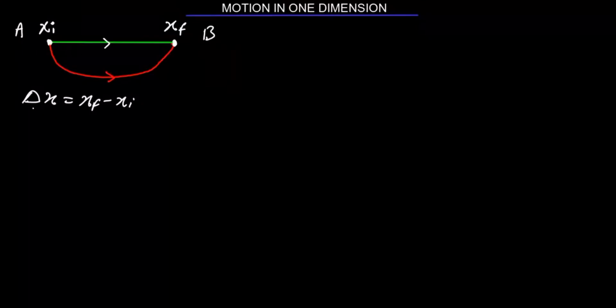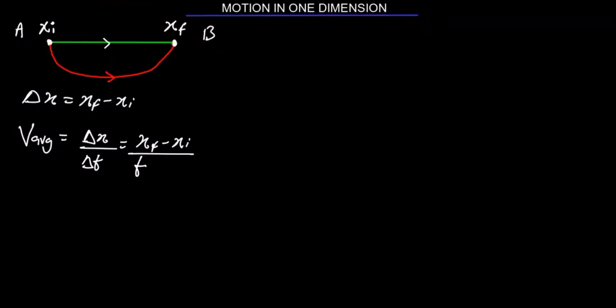Now, next one. What is the average velocity of the object? Take notes. Average velocity, v avg, is equal to the displacement over the time interval. So I can say x final minus x initial over t final minus t initial. And that is average velocity. Take note that average velocity and displacement are both vectors.